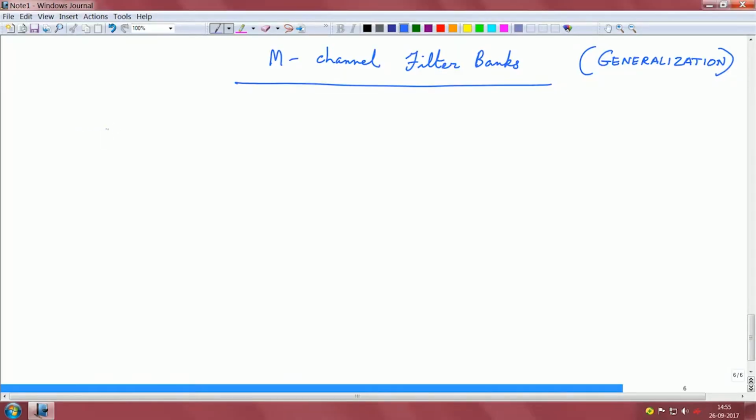If you have m channel filter banks, then you will have upsampling by m to restore the sampling rate, and then your synthesis filters that combine all these subband signals, and then you get the reconstructed signal at the output. So, now this is the idea. So, let us sketch the schematic first.